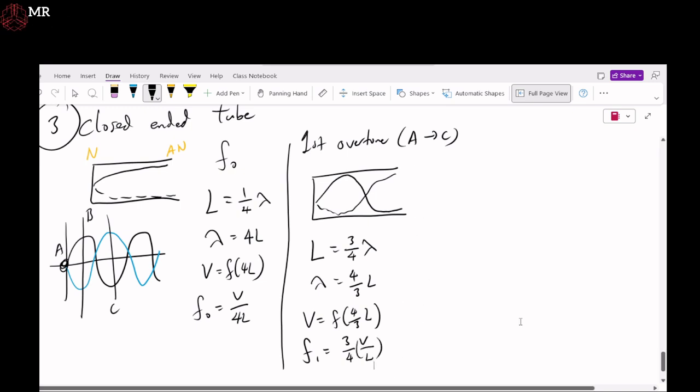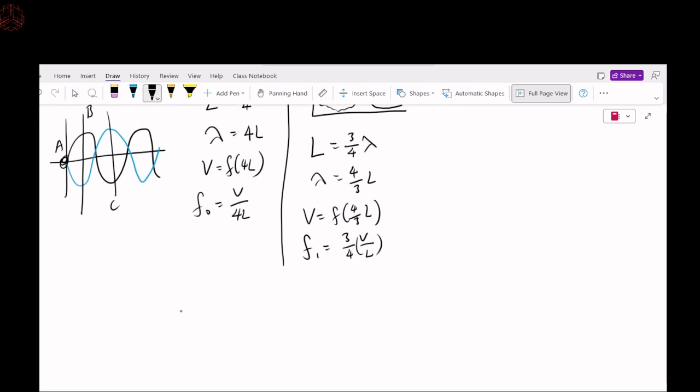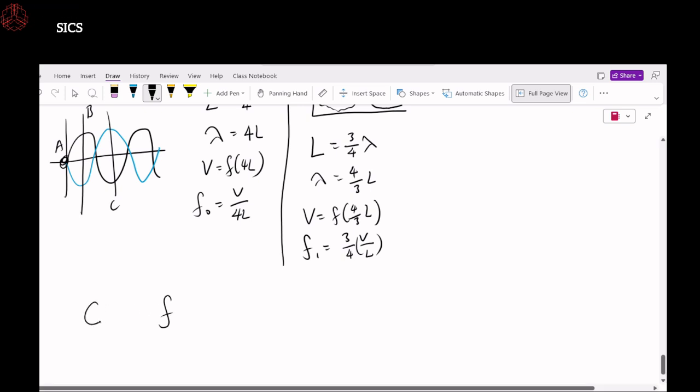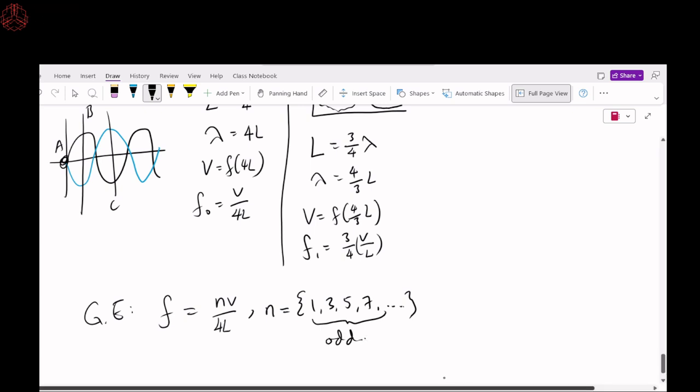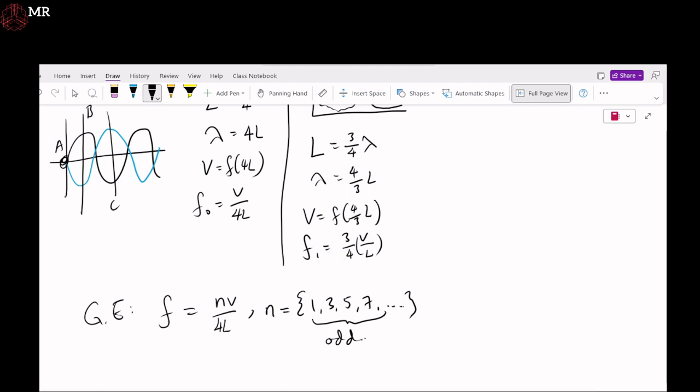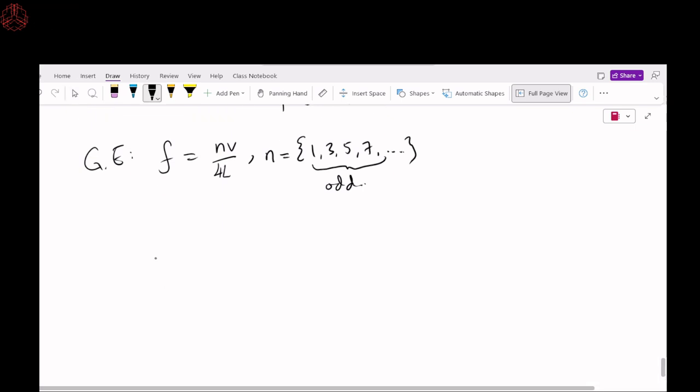If you continue on with this pattern, you will find that you have a general equation for a closed tube. I will have f equals nv over 4L, where n is equal to either 1, 3, 5, 7, and so on and so forth. These are odd numbers. These are all odd numbers. So this is going to be your general equation. Of course, I can make it relatively simpler, but you can also change the values. You can change it such that I can have f equals (2n plus 1) v over 4L.